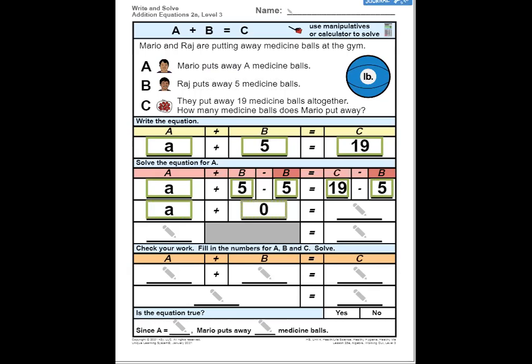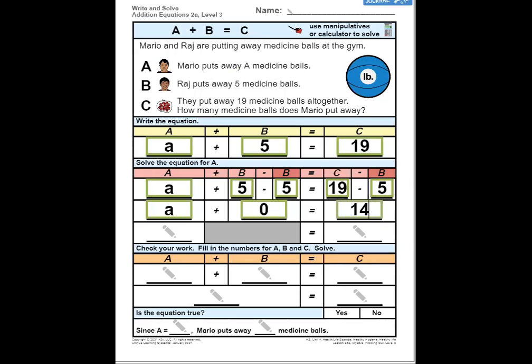Anyone looks like I got some answers in the chat? Oh, yes, indeed, I do. Very good. All right. Let's go with 14. Very good. 19 minus 5 is 14. And there's lots of different ways you can solve for that. You could use a calculator, but you don't necessarily have to.